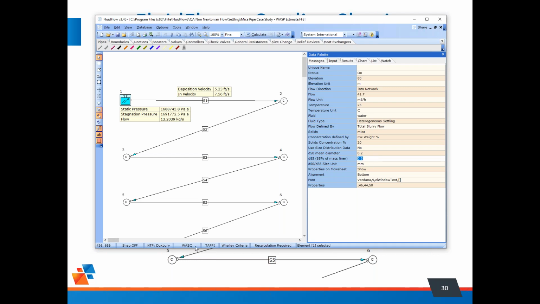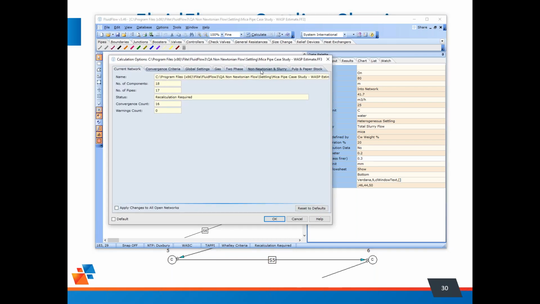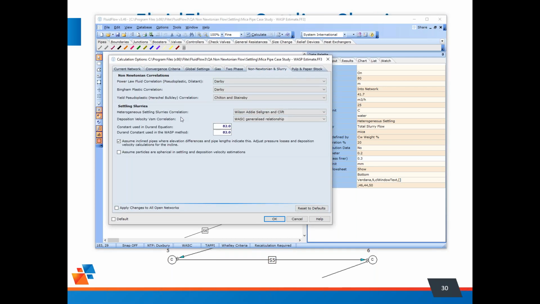On the bottom screen here, you'll see WASC, where my cursor is. If we go for a second to options, non-Newtonian slurry, this is the heterogeneous settling slurry correlation currently selected. And as I said, this is the default one. And here are some other options, in terms of spherical particles, which by default is off.